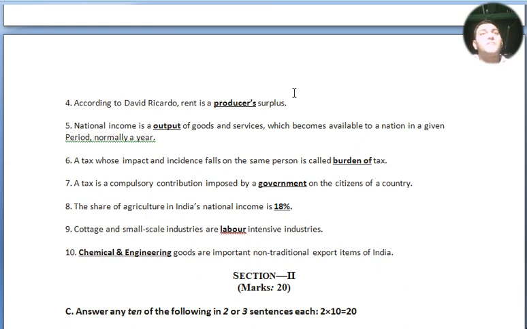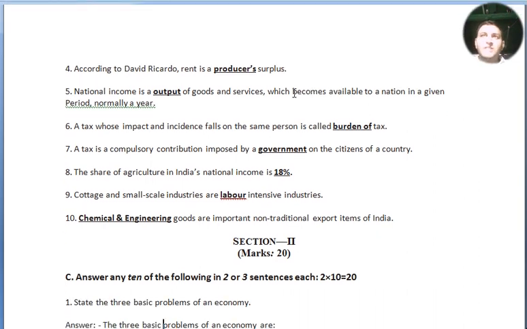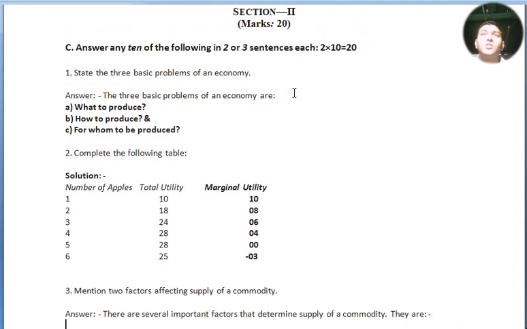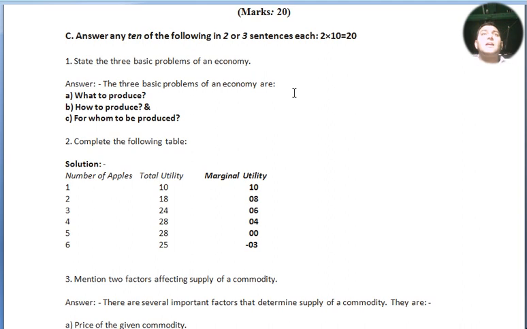Question number 9, cottage and small scale industries are dash intensive industries. Labor intensive, because more the labor are working over there. If there will be machinery, then it will be capital intensive. Section 2 for 20 marks, 10 questions, short question answers. 2 into 10 equals to 20. Answer any 10 of the following in 2 or 3 sentences each.